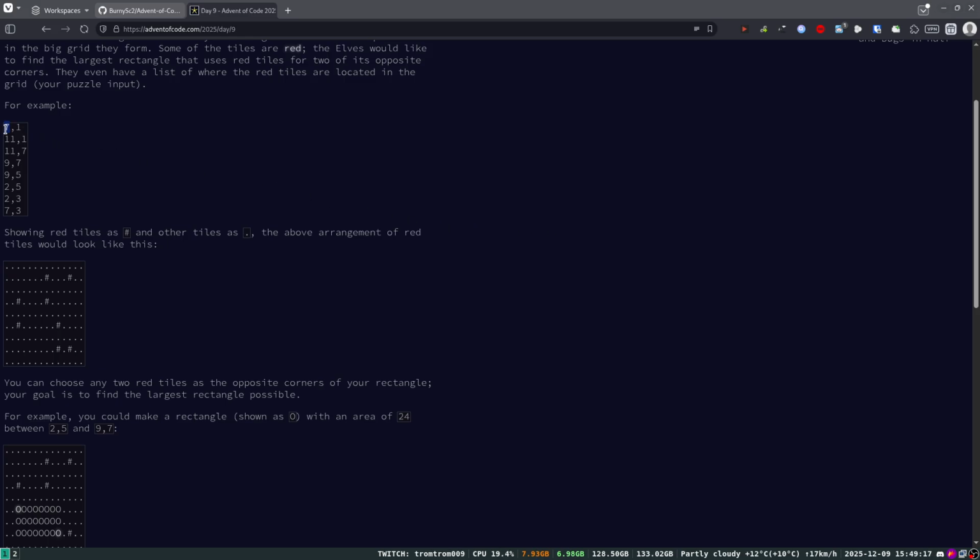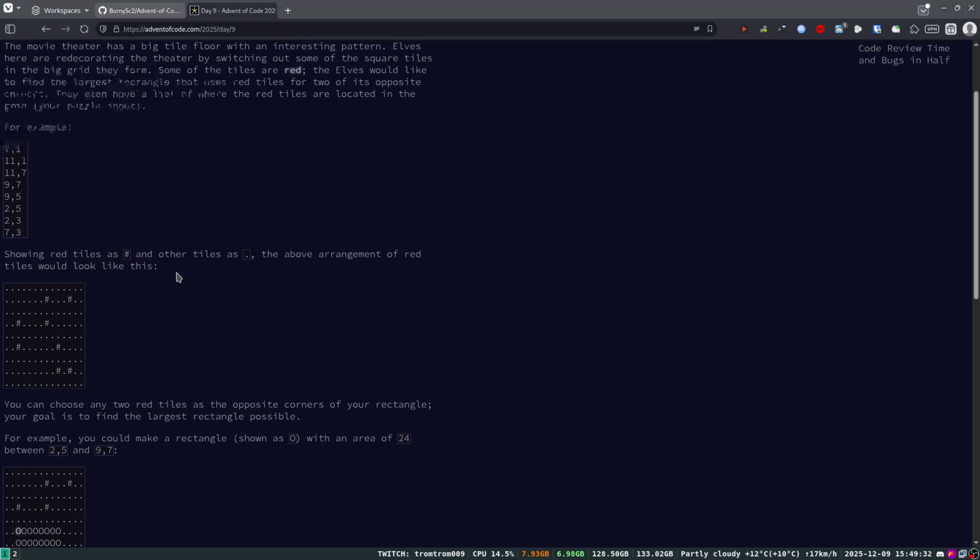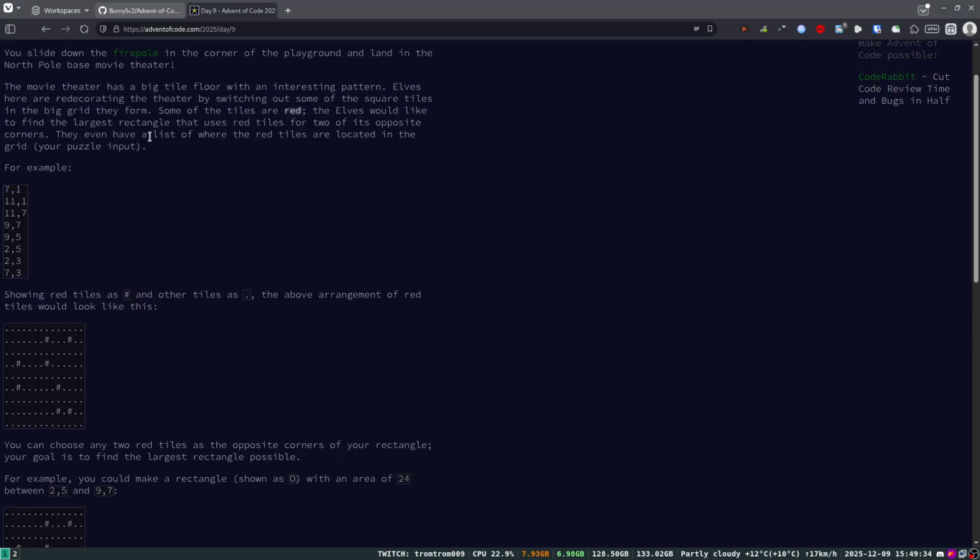Okay, so the first number is the x coordinate, the second number is the y coordinate. We have 7,1 and 11,1, which would be here. Okay. What is it? Rectangle? How do I know what the length and the height and the width of the rectangle?